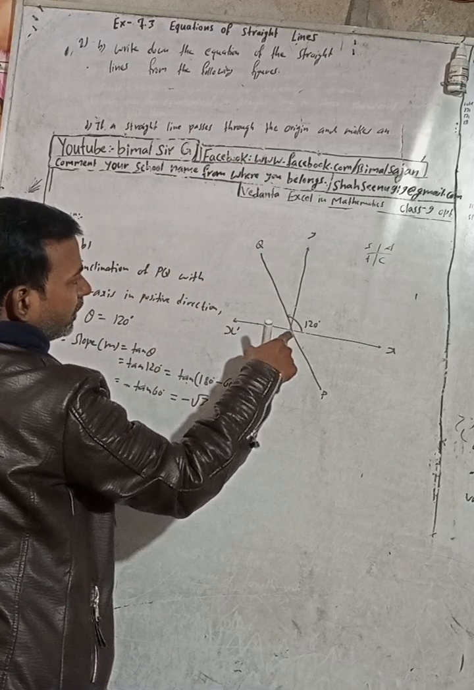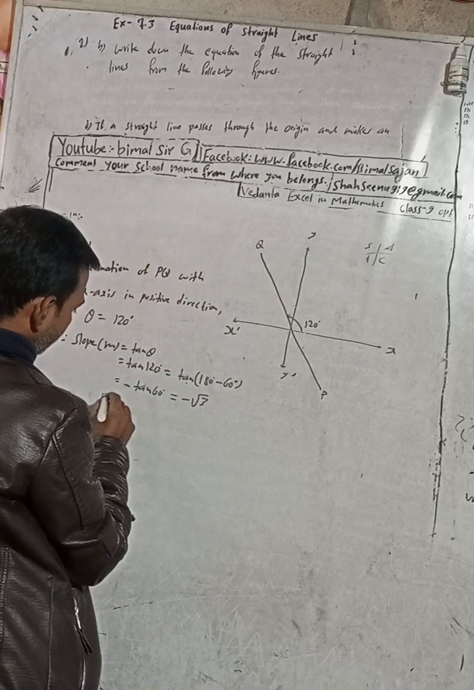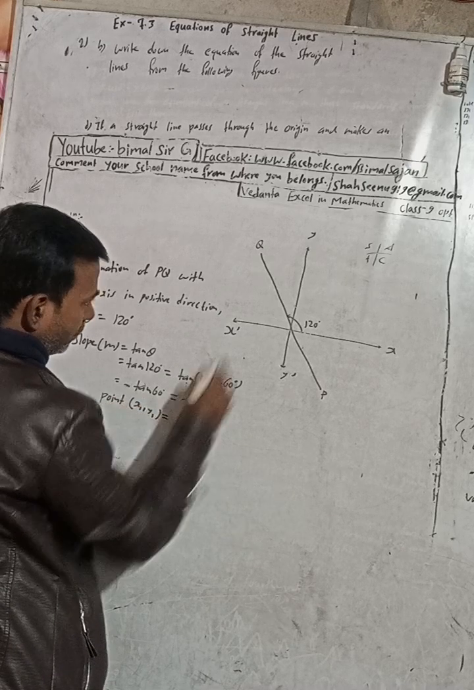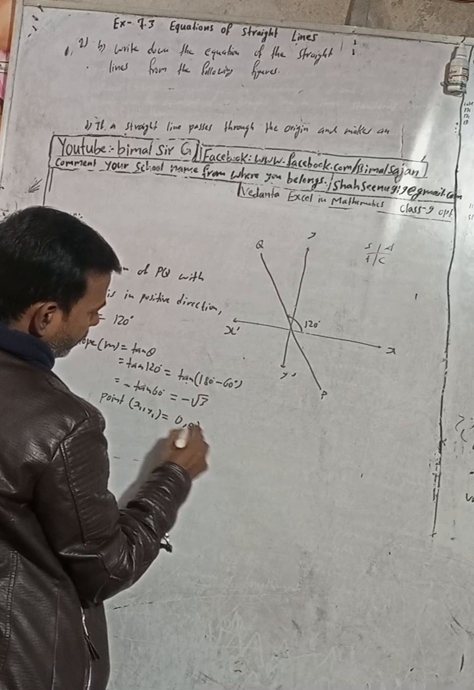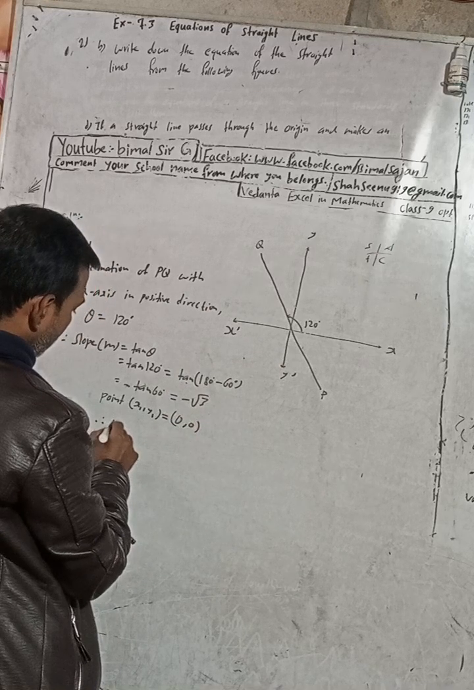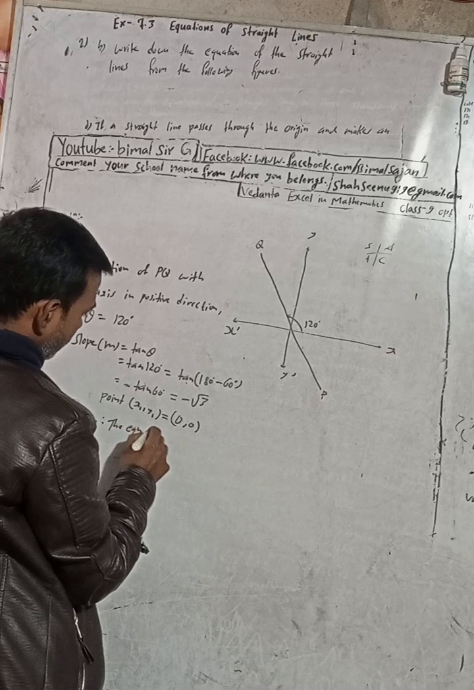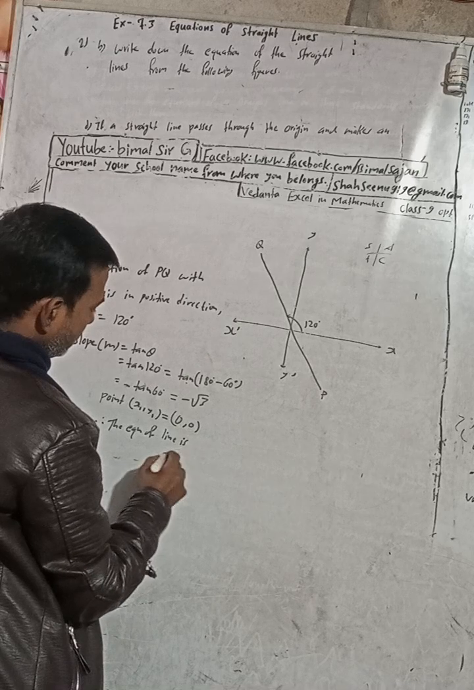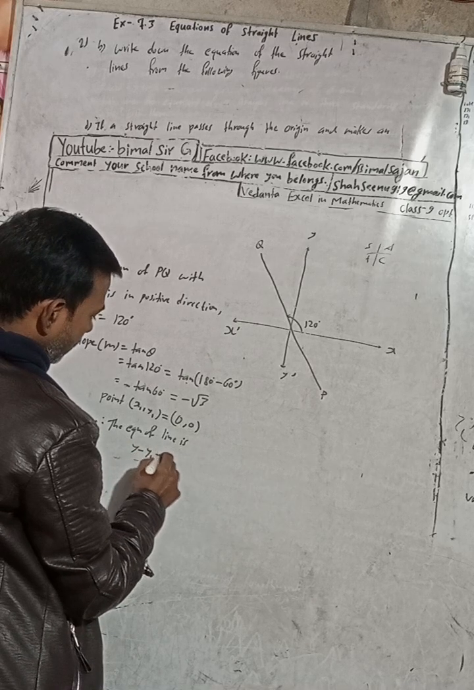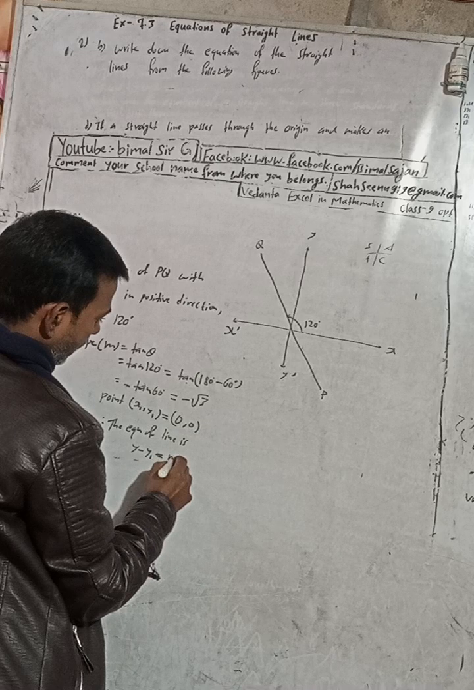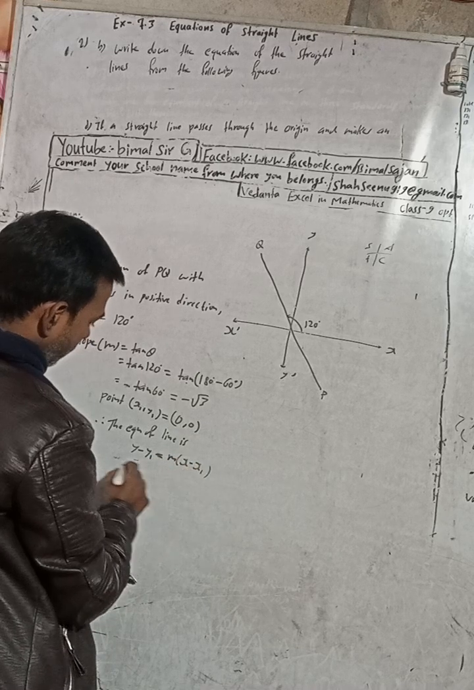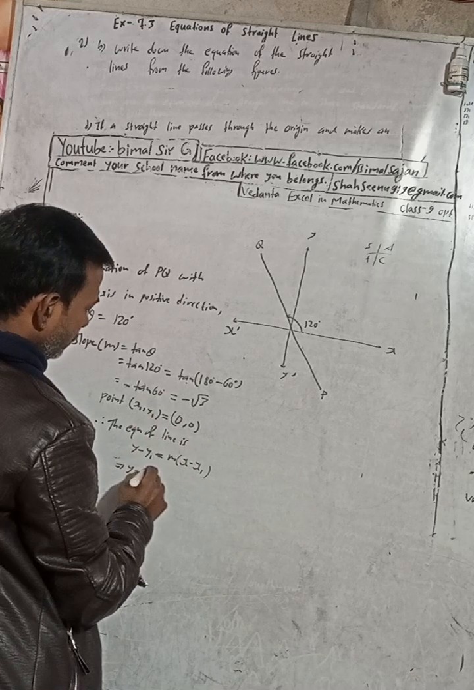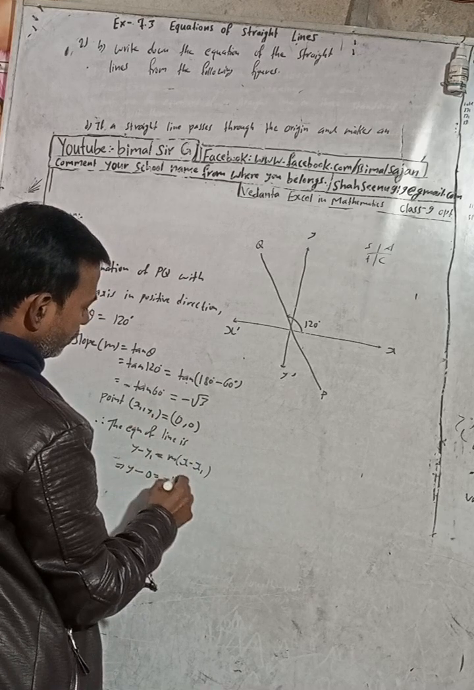Now the question is: write down the equation of the straight line from the following figure. In this figure, this line is passing through the origin, so the point x1, y1 is 0 comma 0. Therefore the equation of line is y minus y1 is equal to m into x minus x1. This is the formula, and here y1 is 0, and the slope we got here is minus root 3.